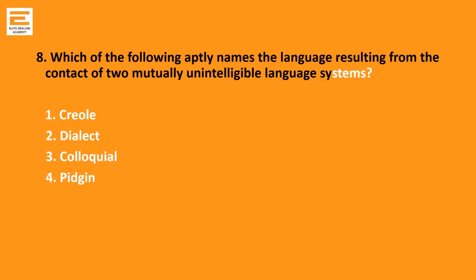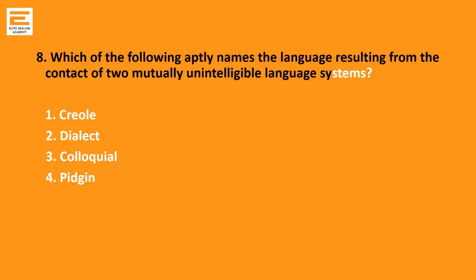Next, which of the following aptly names the language resulting from the contact of two mutually unintelligible language systems? This is one of the very interesting questions from the linguistics point of view. If you become familiar with all these simple words, you can easily understand. For example, creole, which means a mother tongue formed from the contact of a European language. Then dialect, as discussed earlier. It is a speech variant that is specific to a region. Colloquial, lower level of language.